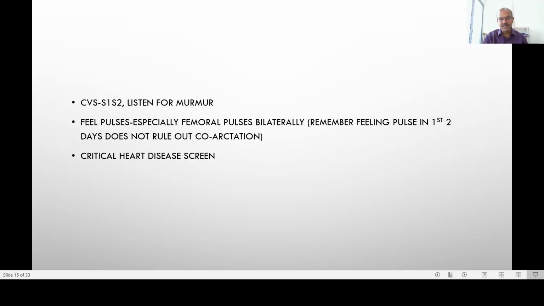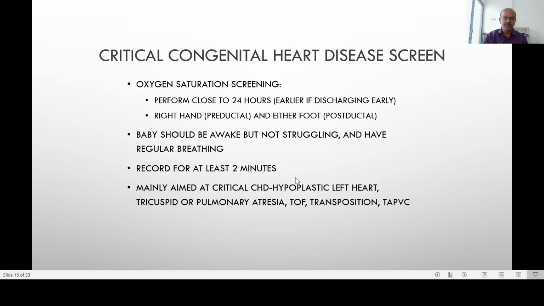So the critical heart disease screen, there are detailed videos on my channel and you can review those. The oxygen saturation is monitored close to 24 hours. Earlier, if you're discharged early, you do it typically in the right hand, which is a preductal saturation, and on either foot, which is a postductal. Baby should be awake but not struggling and have regular breathing. Take the record for at least 2 minutes. It's mainly aimed at critical heart disease, the hypoplastic left heart, tricuspid or pulmonary atresia, tetralogy of Fallot, transposition, and TAPVC.